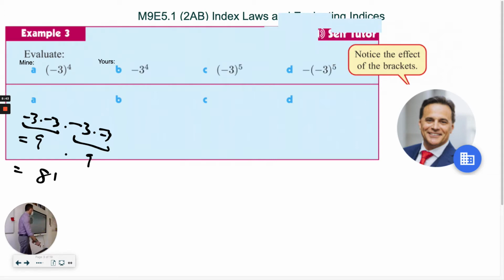Slight differences, right? Where the parentheses are, where the parentheses aren't. Think about that. Notice the effects of the brackets.